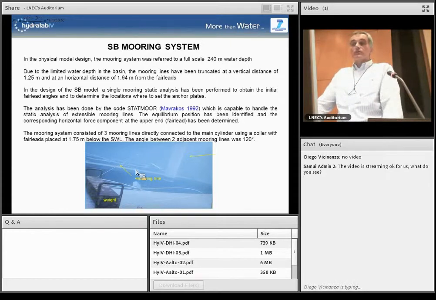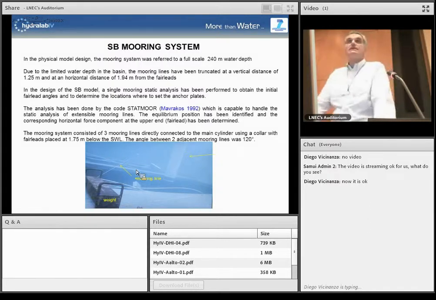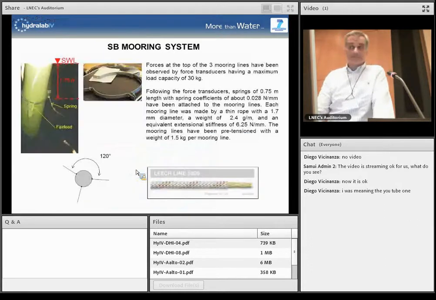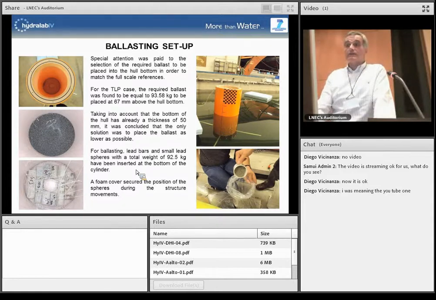This is the ballasting setup. For the TLP case, the floater was empty, and so we could insert the correct weight in ballast made of bars and spheres. The tower and the rotor. The design and instrumentation of tower, rotor, and blades was the same for the TLP and the spar buoy. The tower was a slender plastic cylinder and had an outer diameter of 80 millimeters, a length of 161 centimeters. An electrical motor inside the casing could keep constant the rotation at a speed of 38 rounds per minute, which corresponds to a rotational speed of 12.1 rounds per minute at full scale, accounting for the gyroscopic effect.